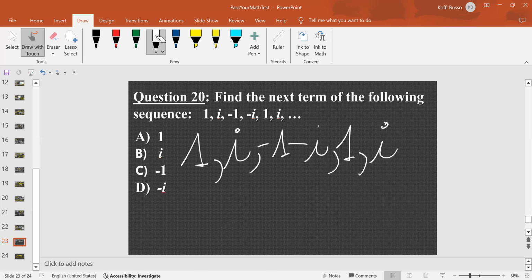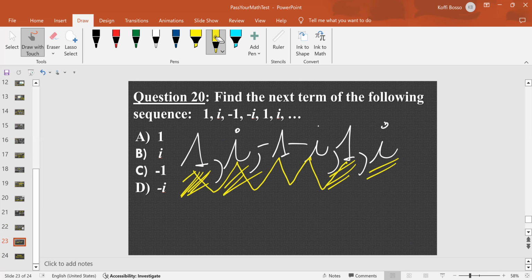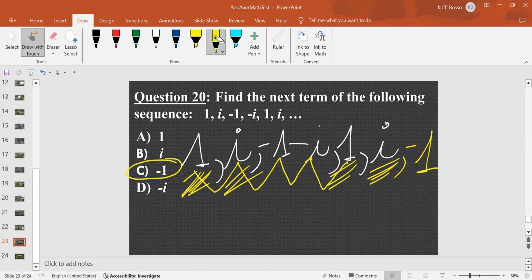But anyway, if we don't know anything about complex numbers, it's not a big deal. But see how the pattern is going. We have 1. After 1, we have i. After i, negative 1. After negative 1, negative i. After negative i, we come back to 1, which is this one here. After 1, you have i, which is this i here. So that means the next number will be negative 1. Okay, so the correct choice here is C, negative 1.